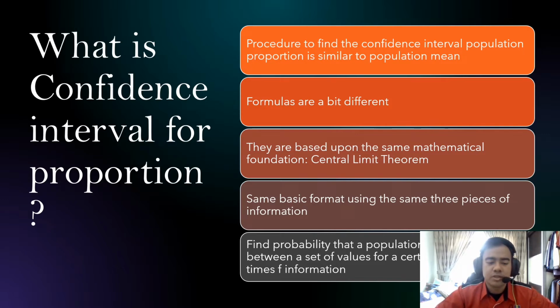So, in conclusion, confidence interval for proportion is to find the probability that a population parameter will fall between a set of values for a certain proportion of times.